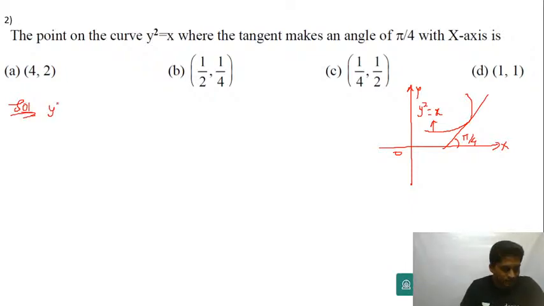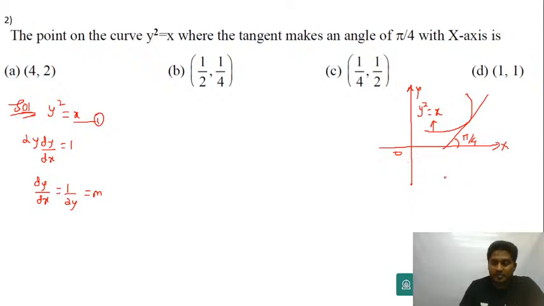Y square equal to x. If I differentiate this, let's call it equation 1, 2y into dy by dx is equal to 1, and from this I can write dy by dx is equal to 1 upon 2y. This is m, the slope of the tangent. But it's given in the question that the tangent makes an angle pi by 4 with the positive direction of x axis. So m is equal to tan 45, m equal to tan theta, that's equal to 1.